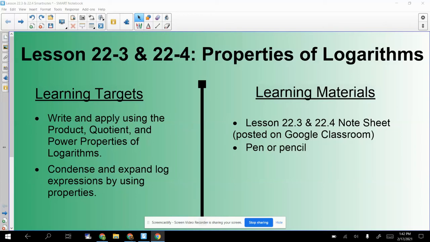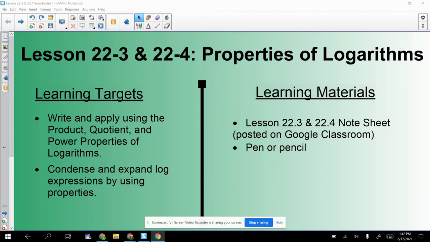Hi guys, today we're going to do lesson 22.3 and 22.4, which are talking about properties of logarithms. To condense the notes a little bit, I did make a note sheet for you guys, lesson 22.3 and 22.4 note sheet. It's posted on Google Classroom with this EdPuzzle. And you'll also want a pen or a pencil.